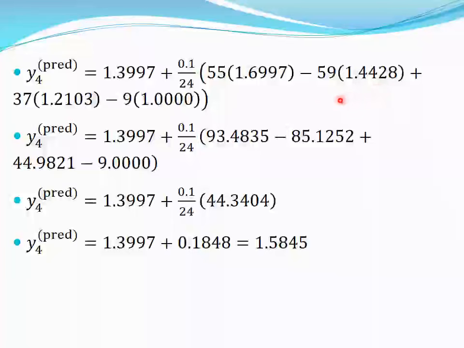After the addition of all values, we get 44.3404. Now you can simplify: multiply by 0.1, then divide by 24, we get these numbers. Then we add both numbers, 1.5845. This is your answer, Y for the predictor.